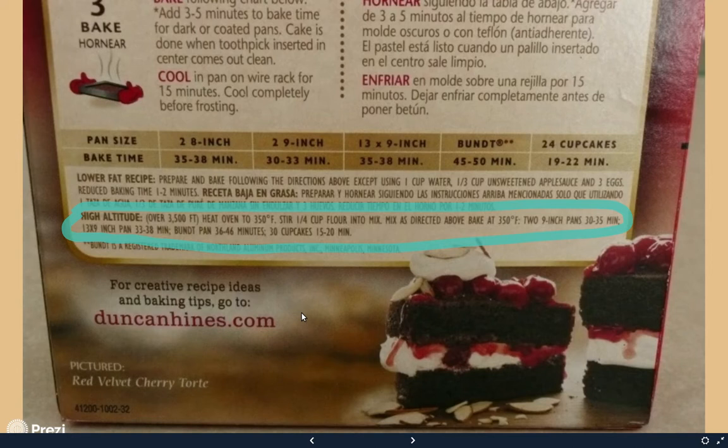On a lot of recipes, they change the instructions depending on where you are. So at high altitudes, they tell you to cook this cake in a different way. And that's because the boiling point changes, and it affects the way it cooks.